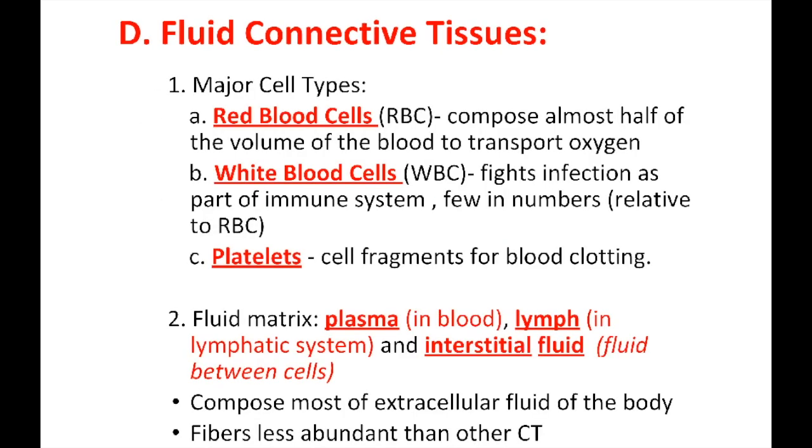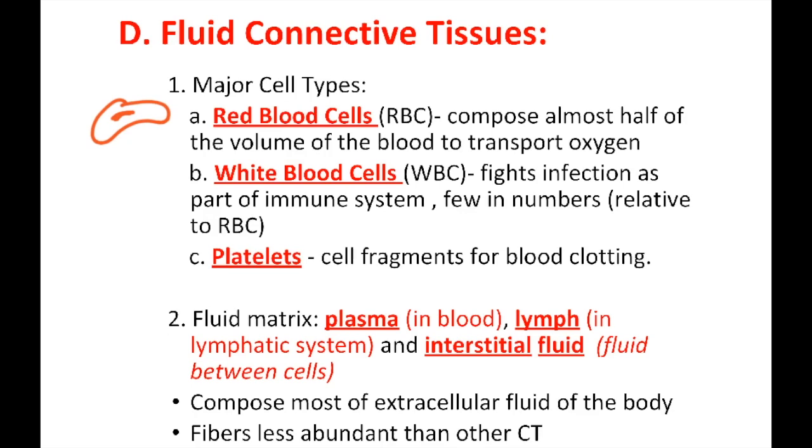Okay? So, when we talk about fluid connective tissues, the 3 main cell types we talk about are red blood cells, white blood cells, and platelets. So, red blood cells, also known as erythrocytes, look like this. They look like kind of donuts, not donuts, discs that have been pushed and dented in, or like frisbees that have been bent.